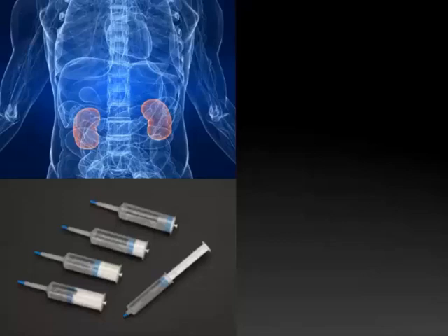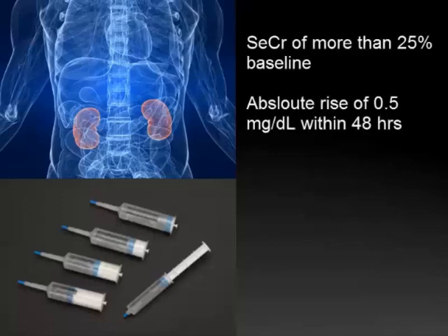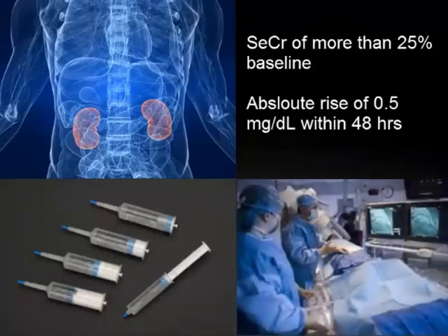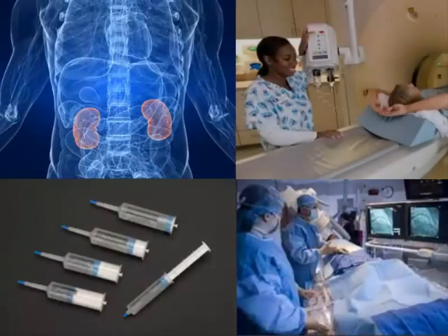Although a functional definition varies among different studies, the most common measure is a reported rise in serum creatinine of more than 25% above baseline, or an absolute rise of 0.5 milligrams per deciliter within 48 hours of receiving an iodinated contrast agent. Most cases of CIN occur after cardiac catheterization, selective vessel angiography, or contrast-enhanced CT studies.